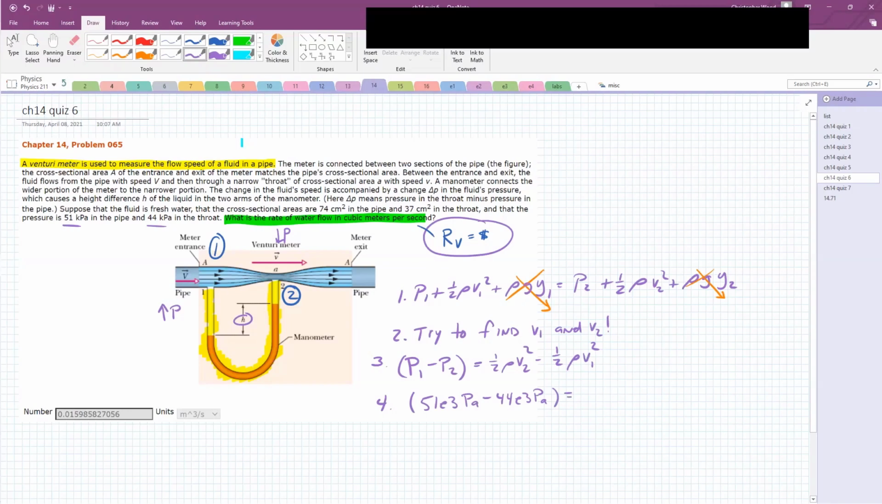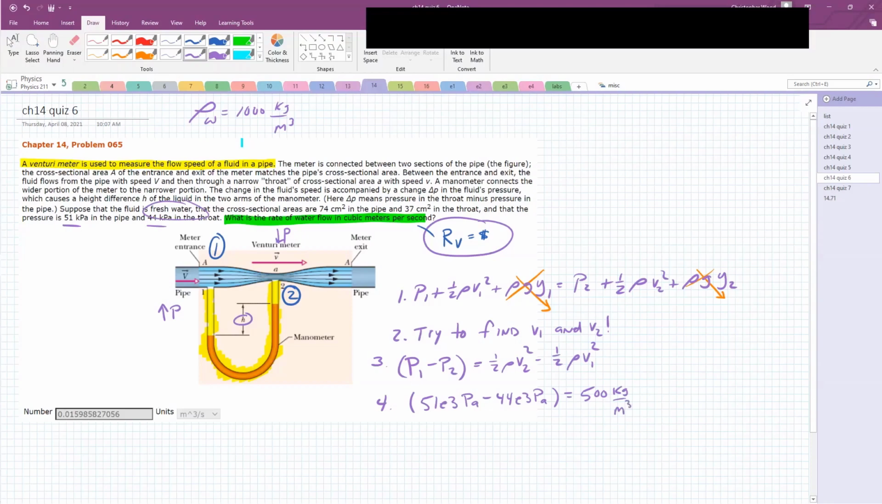And this is water, isn't it? Yes, it is, fresh water. All right, so the density of fresh water is 1,000 kilograms per cubic meter. So 1/2 of that is just going to be 500 kilograms per cubic meter.